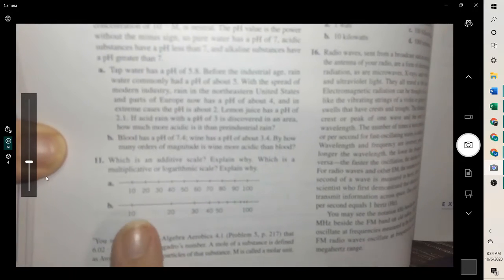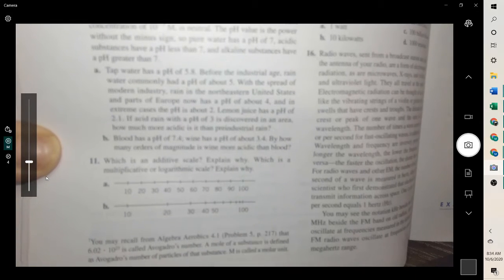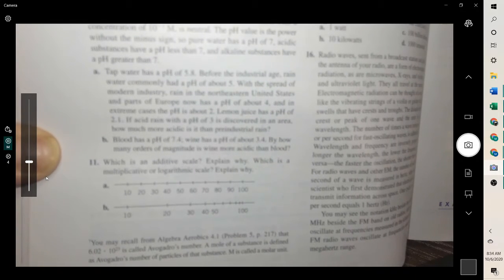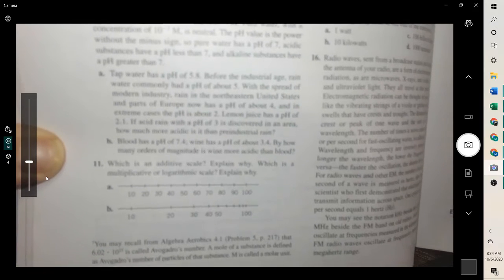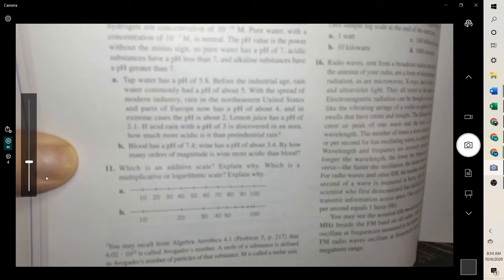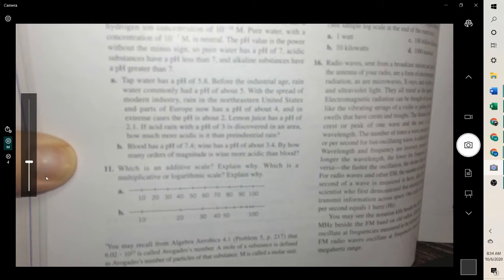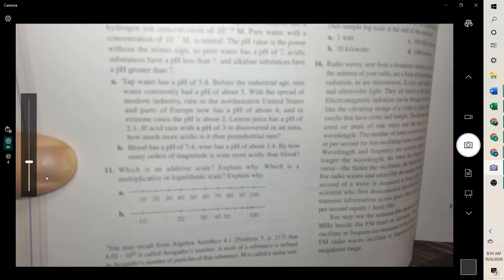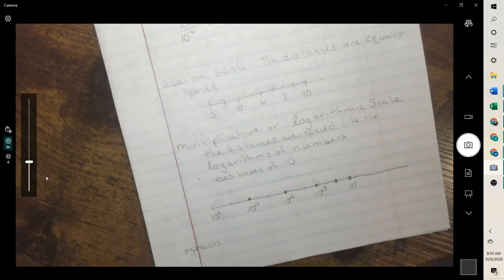And that's why they keep getting closer and closer together. Kind of like when we counted by 2s. When we wrote it in the logarithmic scale, it got closer and closer together as it went to the end. So A is an additive scale and B is a logarithmic scale. Let's see how they got closer.